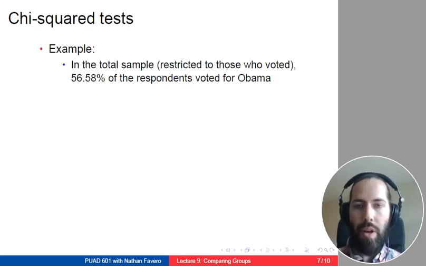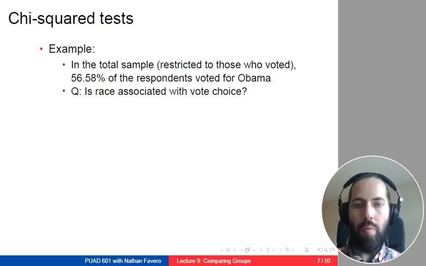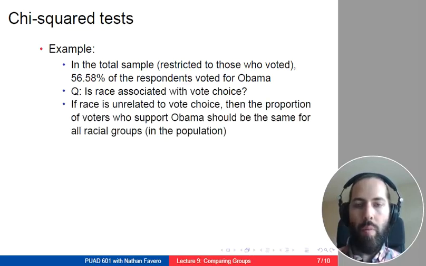So first of all, in the total sample of all respondents, what we just looked at, we see that 57% of respondents voted for Obama. We want to know whether or not race is associated with who people chose to vote for. And so one way to think about, are these two variables associated with one another, is to think about, well, if they're unrelated to one another, then the proportion of voters who support Obama should be the same for all racial groups, at least in the population.